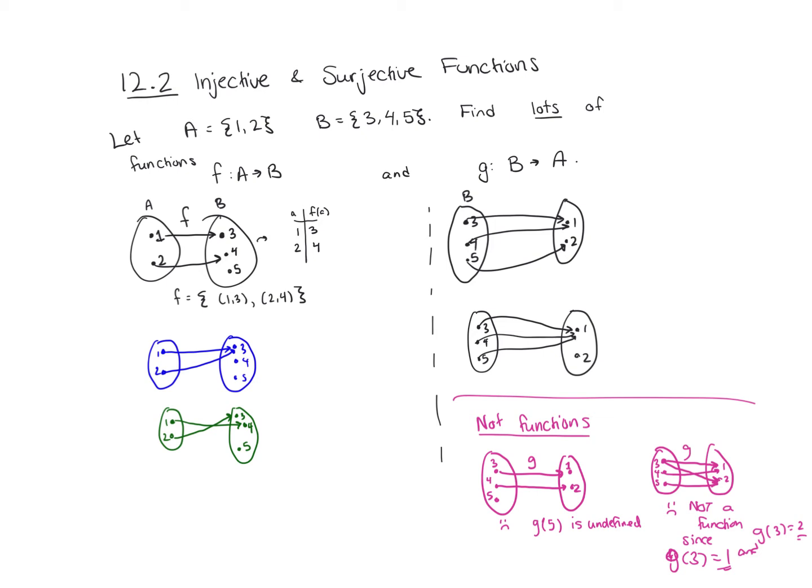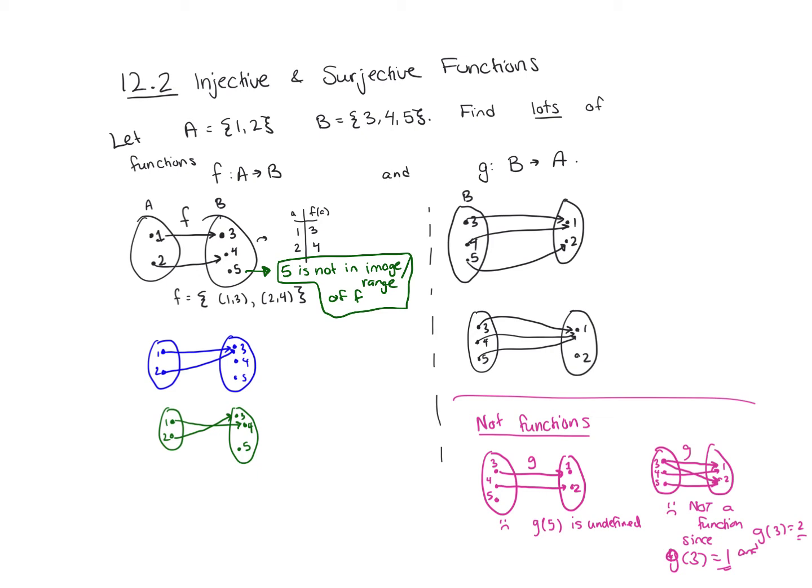Okay, so let's look at the things that we have that are functions and see what we can find about them. Right here, 1 got mapped to 3, 2 got mapped to 4, but nobody got mapped to 5. So one thing I could say about this is that 5 is not in the image, or what some people call the range of f. I don't hit everything in my codomain. Right, so that's the difference between a range and a codomain, if you've heard those different words before.